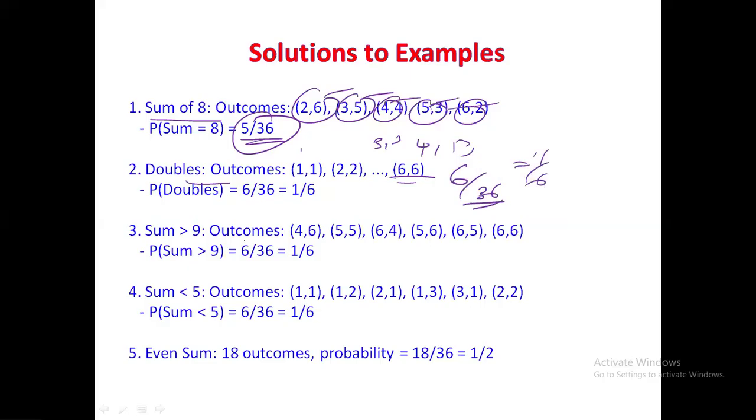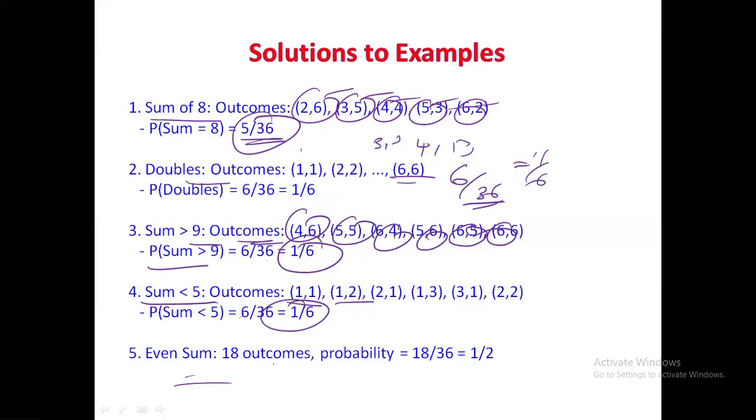Sum is greater than 9. Outcomes are 4,6; 5,5; 6,4; 5,6; 6,5; 6,6. So probability of sum greater than 9 is 6 divided by 36, which is 1 by 6. Less than 5: 1,1; 1,2; 2,1; and so on. We have to calculate it from the table. This value is also 1 by 6.